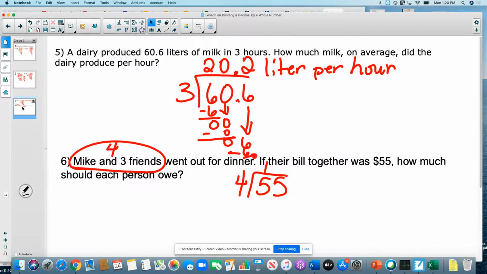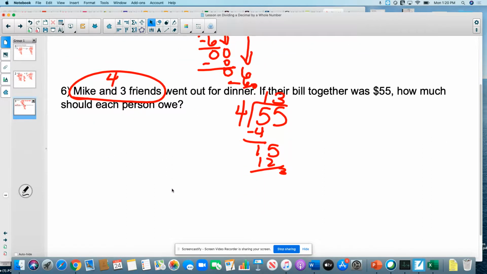4 goes into 5 once, which is 4. Subtract, you get 1. Bring your 5 down. 4 goes into 15 3 times, which is 12. Subtract, I get 3. I'm going to run out of room, guys. I'll do my best here for you to be able to see it. Maybe I can move it up a little bit. There we go.